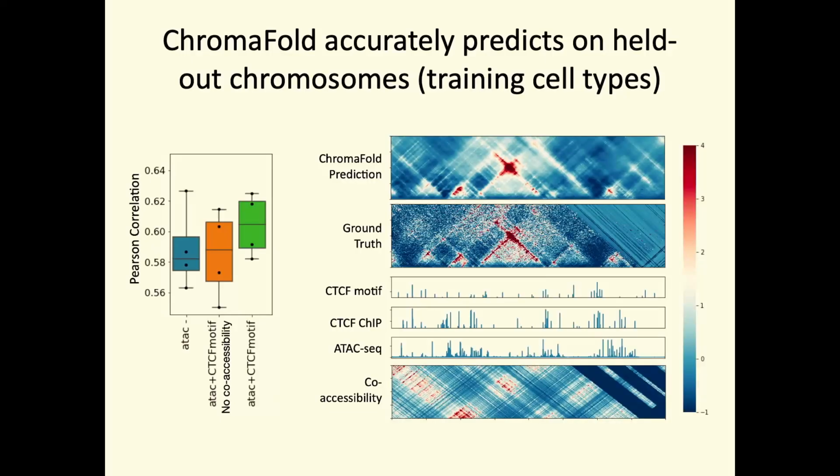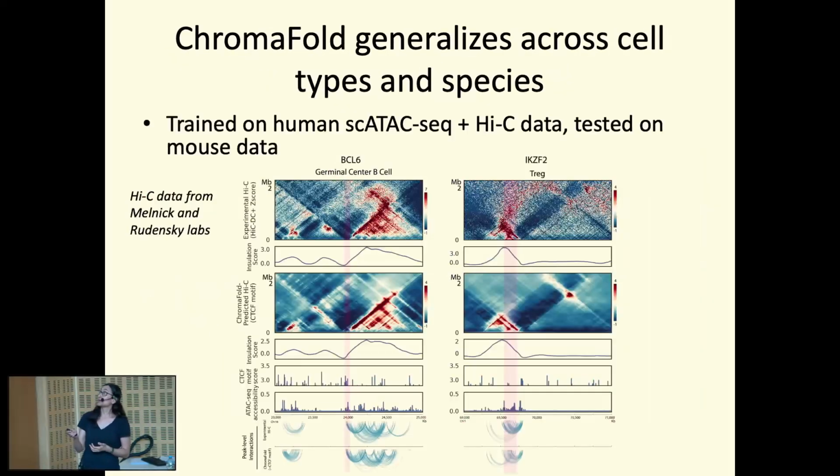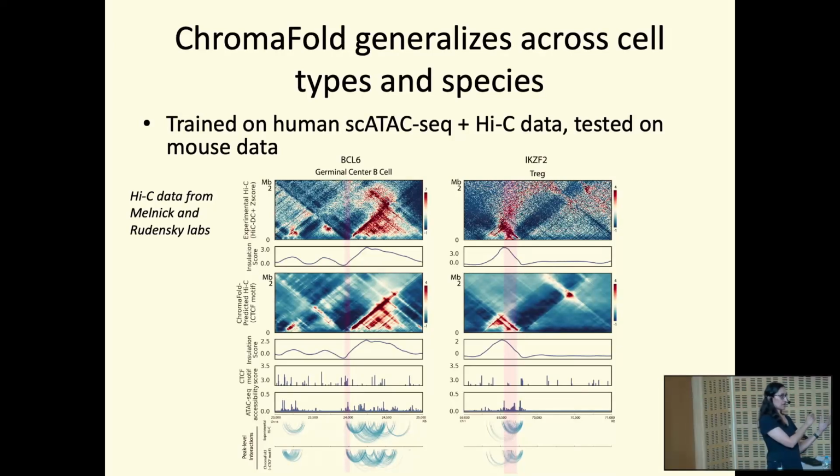So this is good, but we don't want to just predict in held-out chromosomes. It's not a real problem to solve. What we want to be able to do is predict in new cell types or even new genomes, okay? So here we're taking the model that's just trained on human data, right? And we're making predictions with single-cell ATAC in mouse, so new genome and new cell types. This is an important gene, BCL6 in germinal center B cells, ground truth and prediction, and this is regulatory T cells, the Helios locus, another important gene, ground truth and prediction.